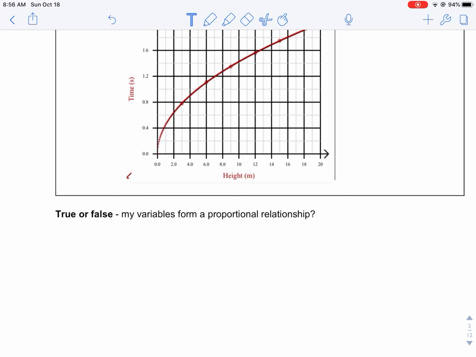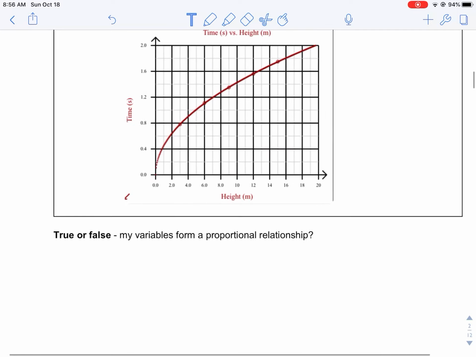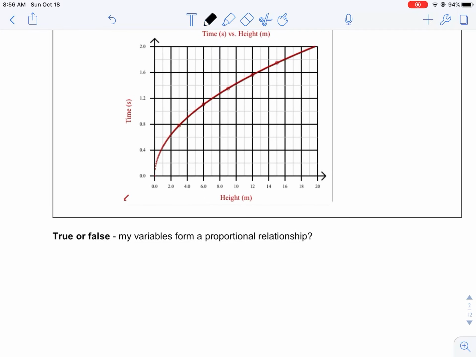And the question, do my variables form a proportional relationship? Well, proportional would mean that it passes through 0, 0, and it's linear on my graph. My graph is clearly not proportional, so the answer is no.